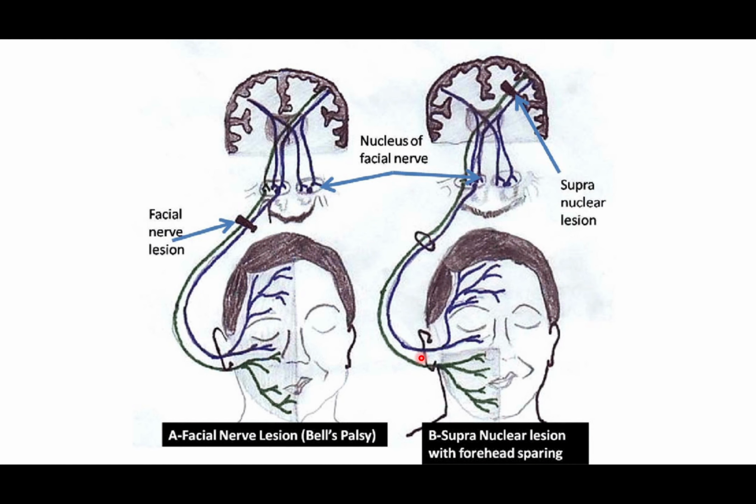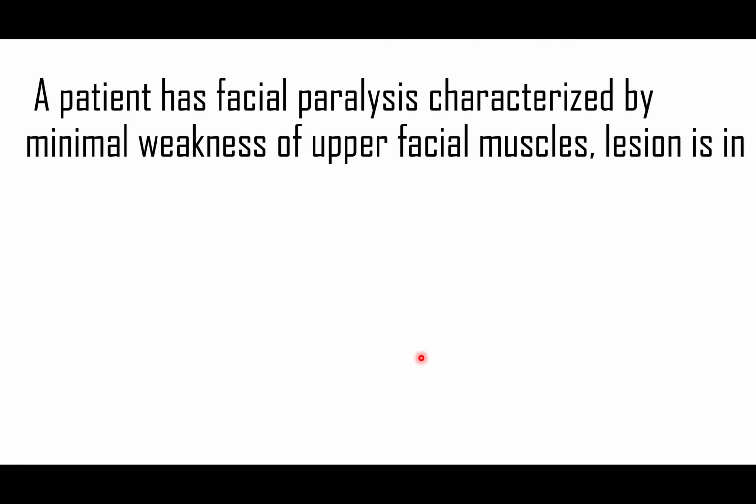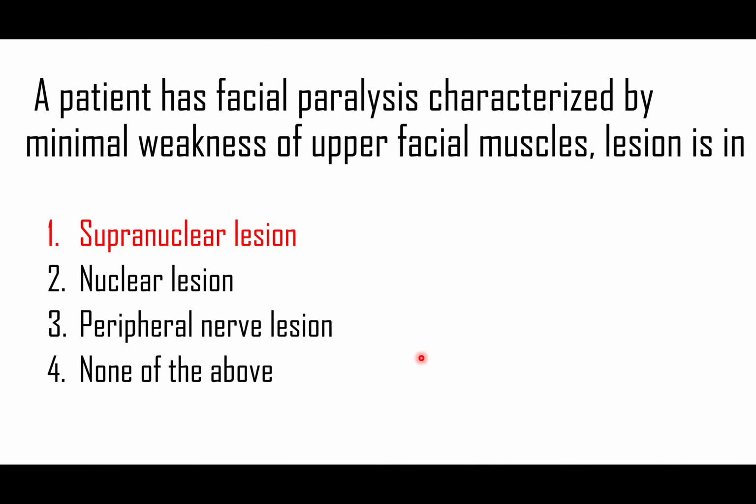So this is the difference between a lesion of the facial nerve versus a lesion that is above it, a supranuclear lesion. So we can say that if a patient has a facial paralysis characterized by minimal weakness of the upper facial muscles, then the lesion is most probably supranuclear.